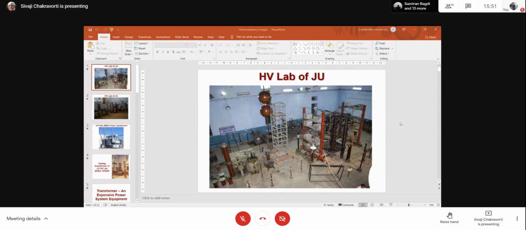Yes, sir. Okay, so now you can see this is our high voltage lab, no? Jadavpur University high voltage lab. You are a third year student, huh? I think you have not visited our lab. Have you visited any time? Yes, sir, during our first induction program. Oh, that was only induction, but you have not done any experiment, I think. No, sir. Unfortunate, because we have experiments in our high voltage lab.